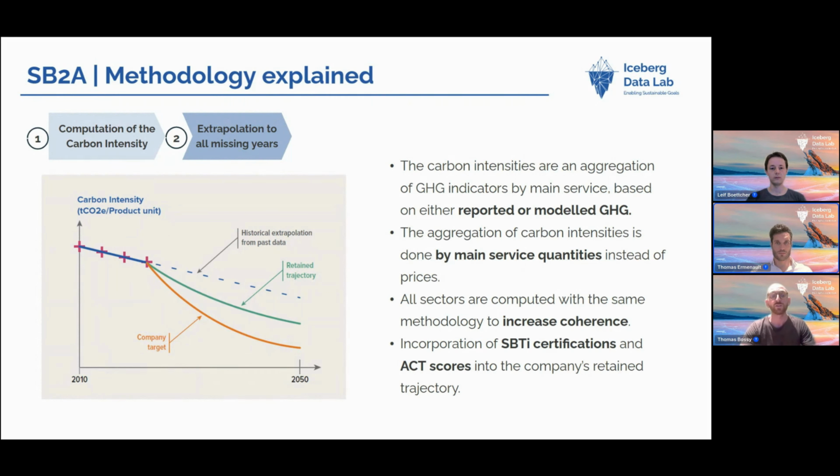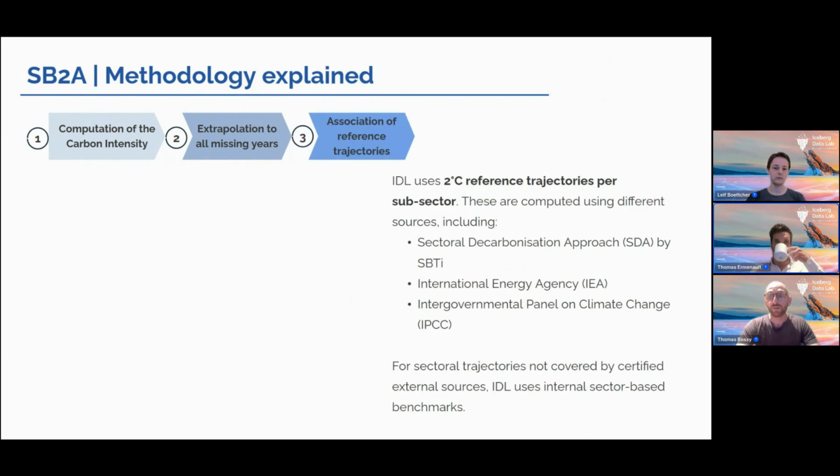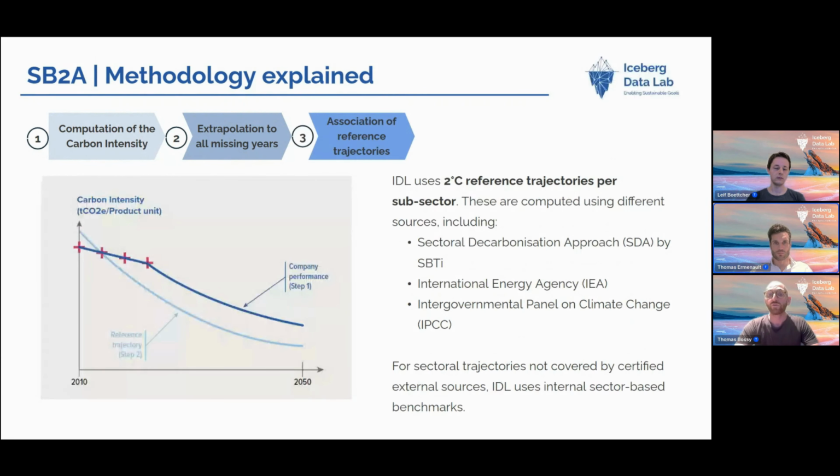Once we have chosen a given trajectory, now we need to compare it to a reference. And to define this reference, we do it based on the sector. And so we use different kinds of data depending on the sectors. So here again, we use SBTi methodology and reference framework for some sectoral decarbonization approaches.